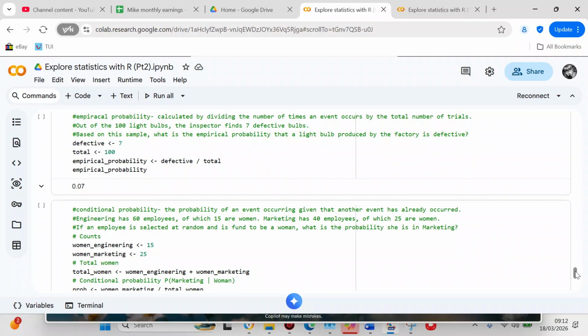But we're going to solve this question in R. So defective becomes 7, you've got 7 defective light bulbs. Total becomes 100, out of a total of 100 light bulbs. And so empirical probability becomes defective, that's 7, divided by total, which is 100. And so that's 7 divided by 100, or 7%. So that is your empirical probability.